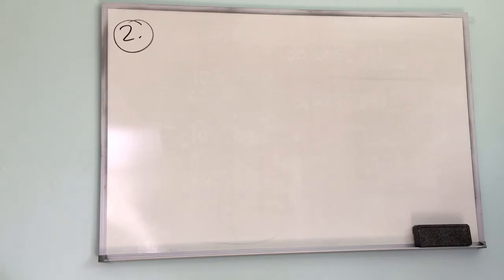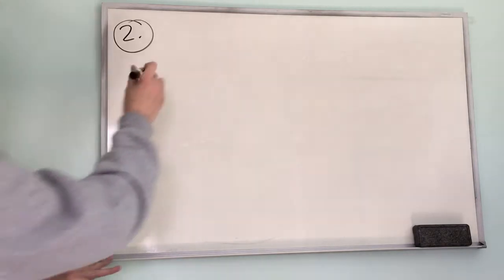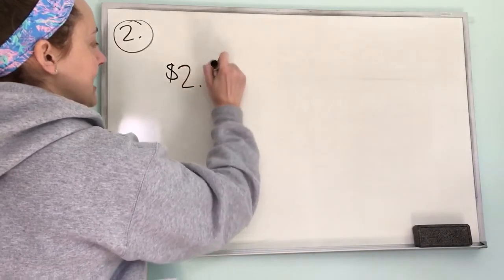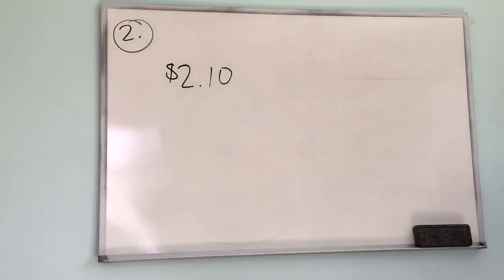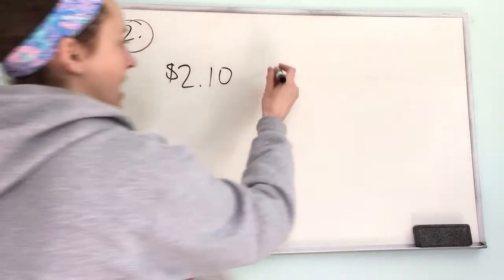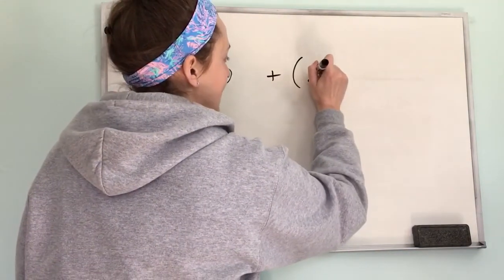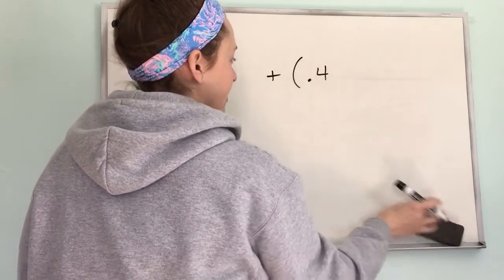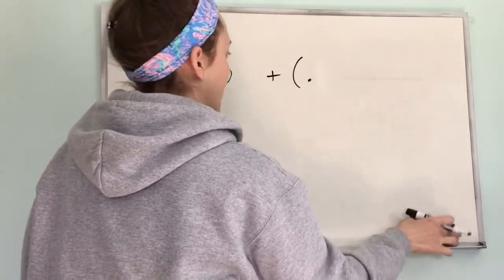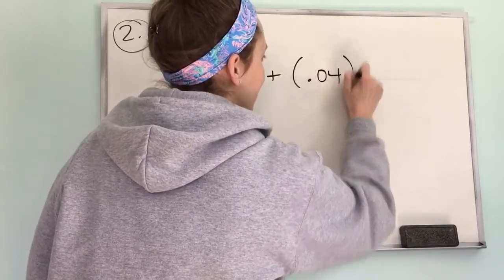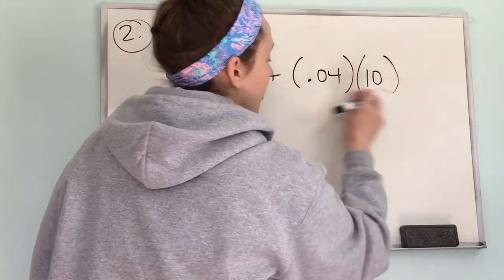Let's look at number 2. The price of gasoline is increasing by 4 cents per week. If the price is $2.10 today, what will the price be in 10 weeks? So they're saying 4 cents every week. Well, we can say, okay, it's $2.10 now, but we need to add 4, that's not how you write 4 cents. Bad teacher. 4 cents for a total of 10 weeks.